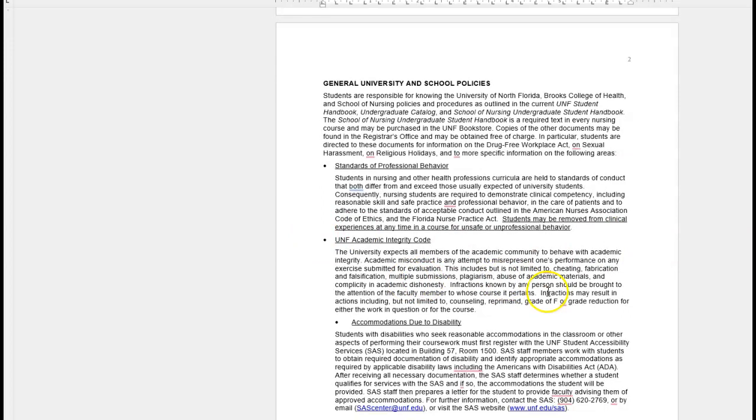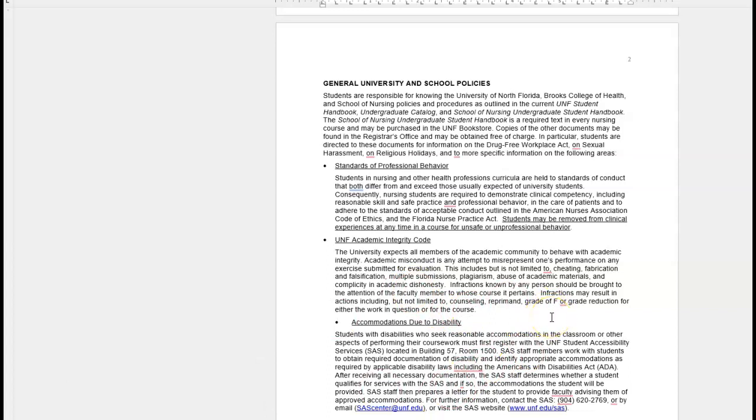Academic integrity code, there is just no cheating, period. Cheating, falsification, multiple submissions, plagiarism, abuse of academic material, or complicity in academic dishonesty is removal from the course or an F grade. So you guys, please do not share test questions, anything like that.